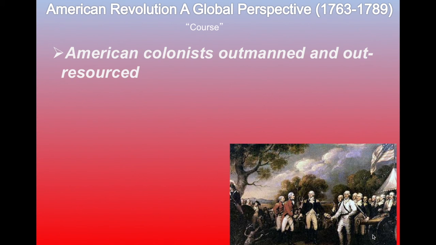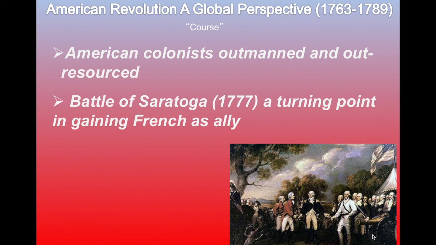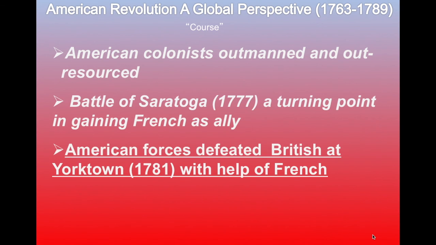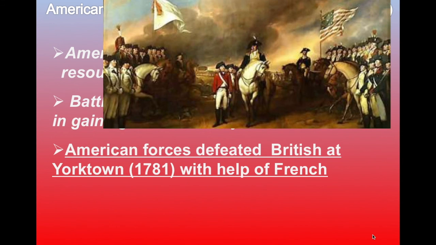American colonists, even though they were outmanned and outnumbered and out-resourced, were able to defeat the British. The Battle of Saratoga was really that turning point that gained the French as an ally. American forces would defeat the British at the Battle of Yorktown with the help of the French. And it's not just the French numbers that help the Americans, but also the French Navy. And the French would take the ideas of the American Revolution and create their own French Revolution a few years later. Picture here of the Battle of Yorktown, the surrender of Cornwallis to George Washington.